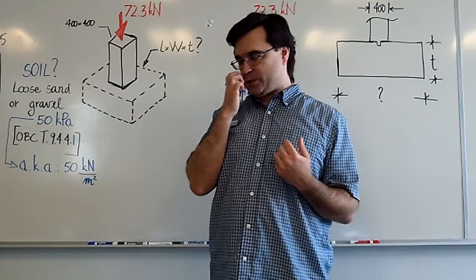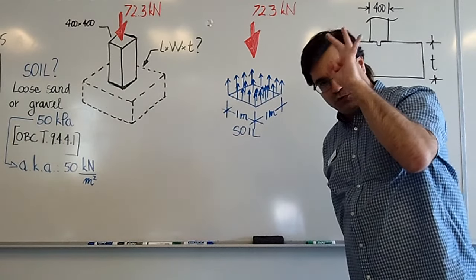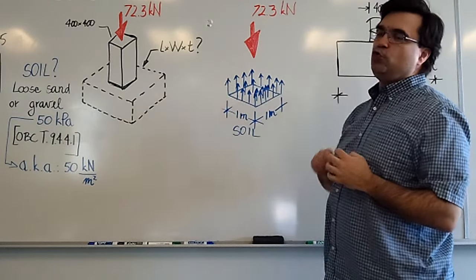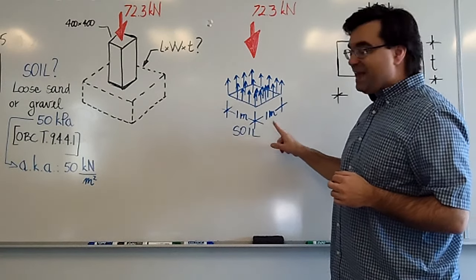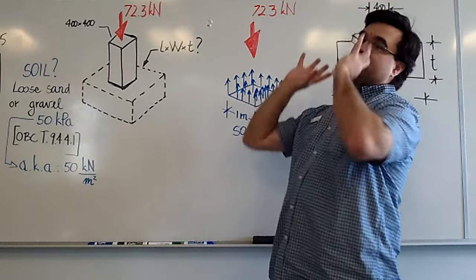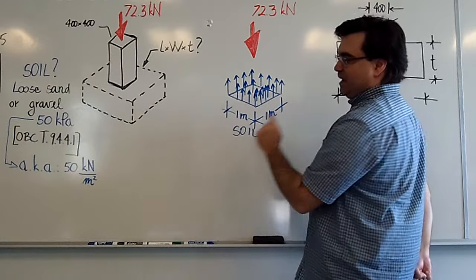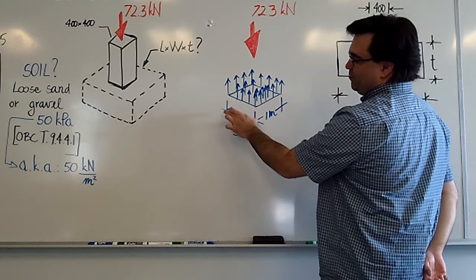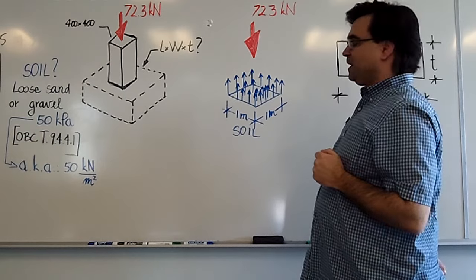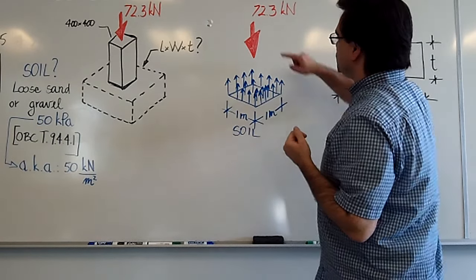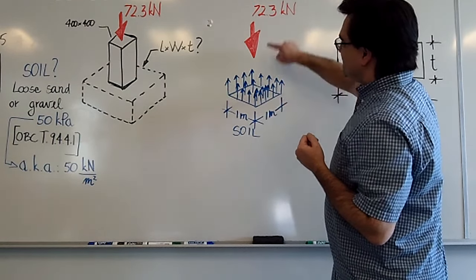Okay? So let's look at this conceptually. What we're basically looking at is to somehow balance out between themselves this applied force, which is a single force over a single point of 72.3 kilonewtons, against a bearing pressure that the soil offers over a unit area. Okay? And this unit area is over a space of 1 meter by 1 meter, basically. So what we have to basically try to figure out is what area gets these two quantities to balance.